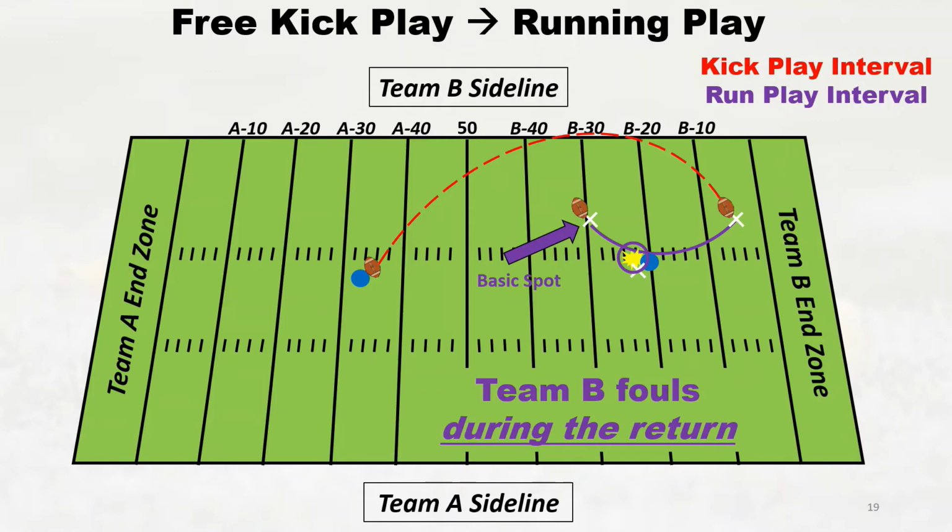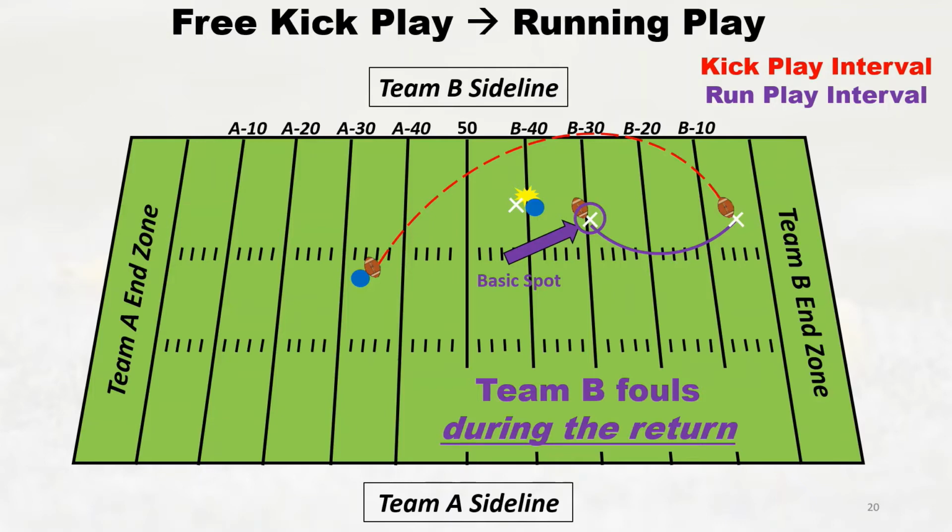Now, let's imagine that Team B fouled during the return again, but now beyond the basic spot, beyond the reference point. Now this one, we're going to do the same thing. We have a foul by the team in possession. We're going to hit them where it hurts them most, and it's not going to be the spot of the foul in this case. It's going to be the end of the run, because that's the most. That's how you penalize them the worst.